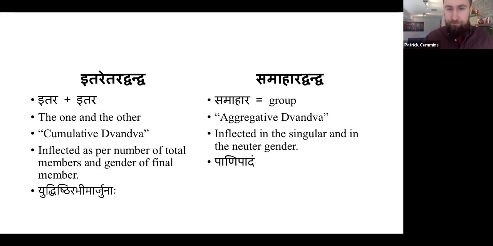So, for example, pani padam. Pani is a hand, and pada is a foot. And this means hands and feet. And so pada is masculine, but it's still inflected in the neuter. And it's singular despite there being four things total, two hands and two feet. Or maybe more if it's like Shiva or something.